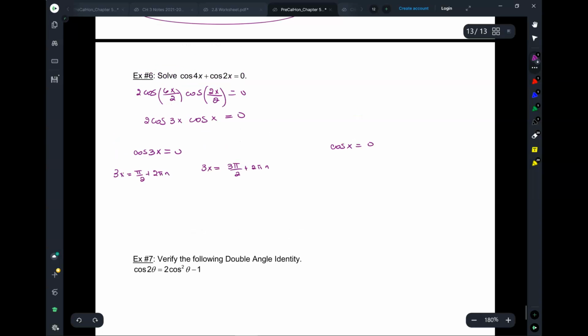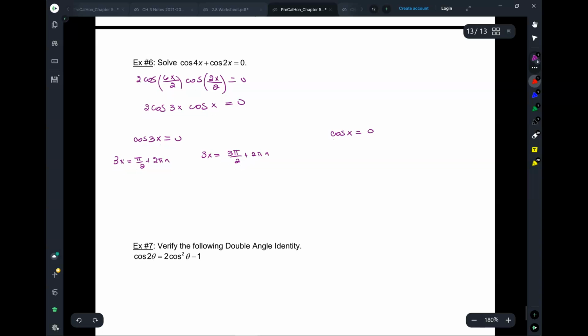But if you also wanted to do 3x is equal to pi over 2 plus pi n and combine these two, it also works. You see what I mean? You know how when it was pi over 2 and 3 pi over 2, we could do plus pi n instead of doing each one separately? Am I going to take points off if you do one versus the other? No. But just letting you know, mathematically, that also works. Can we do one like that?